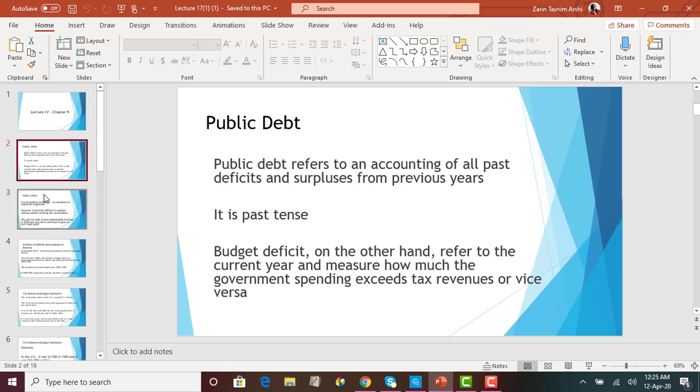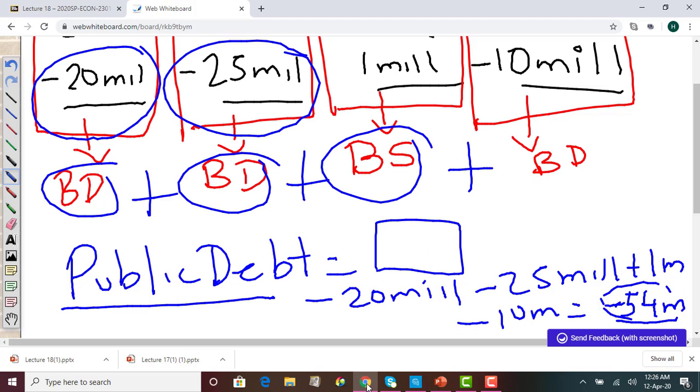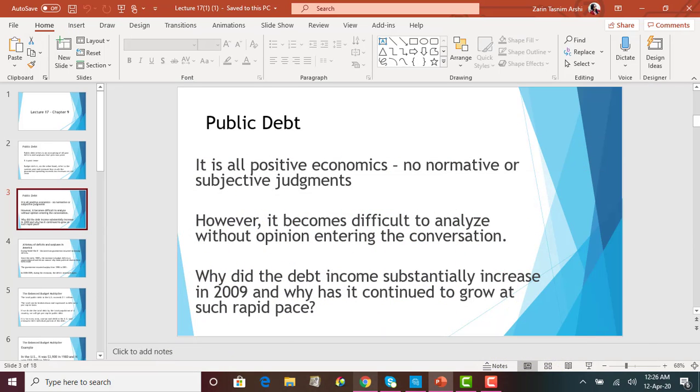Moving on, so basically this public debt amount, let's say we got minus 54 million, here we got minus 54 million. This is just a number. So basically public debt is positive economics because it's just a statement of facts. However, we have to associate normative economics with it. If you remember, normative economics is basically you are providing subjective opinions based on the facts.